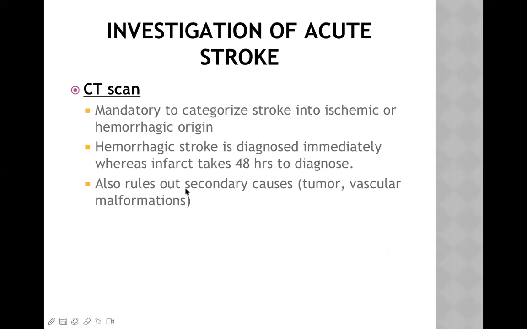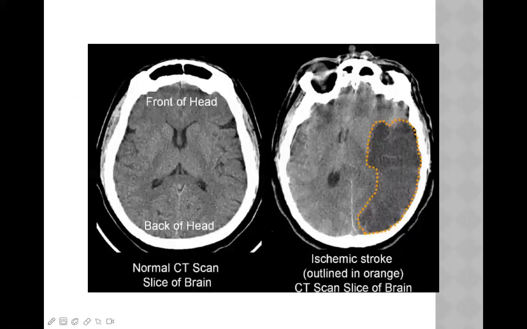At the same time, you can also rule out some secondary causes which are known as differential diagnoses of stroke, like brain tumor, vascular malformations like AV malformations, and some aneurysms. All those things can also be seen. Now, please focus here. This is a normal CT scan slice of the brain. Let me use the pointer here.